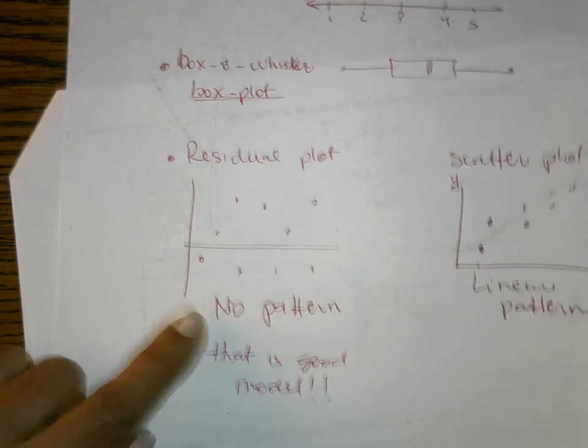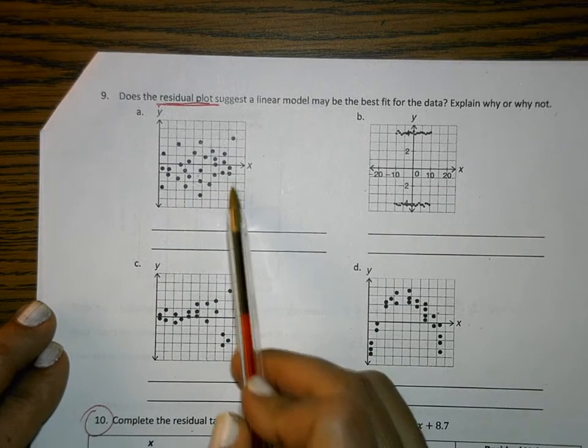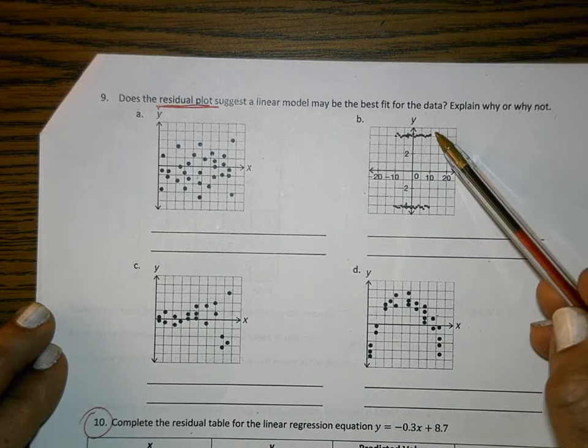So, I'll let you answer these questions. Does that look like we have a pattern here? No. Then that means it's good. Then we'll have a good model. Does it look like we have a pattern here? We have some numbers on the top, and it looks exactly the same on the bottom.